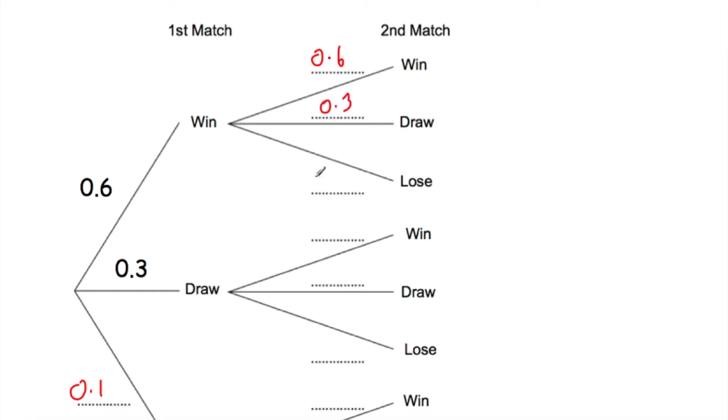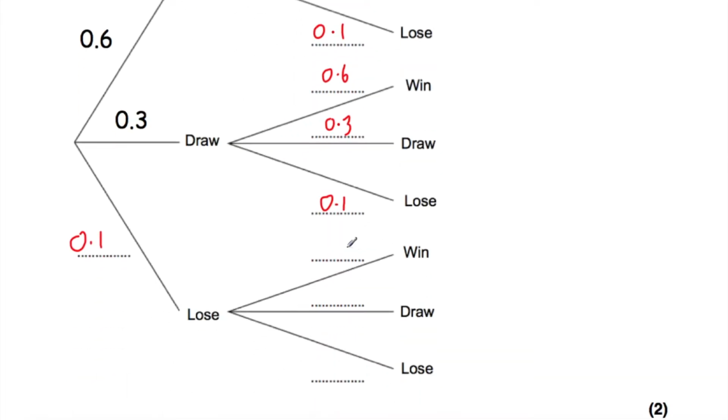The probability that they lose the second match would be 0.1. And this would just repeat for all the other branches. So 0.6, 0.3, 0.1. And finally, 0.6, 0.3, and 0.1. Okay, so we've done part A.